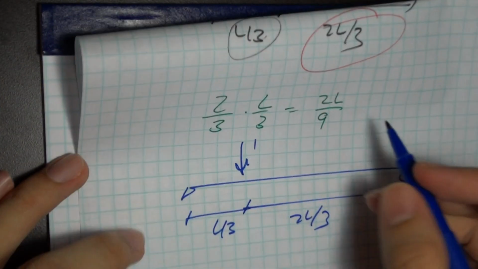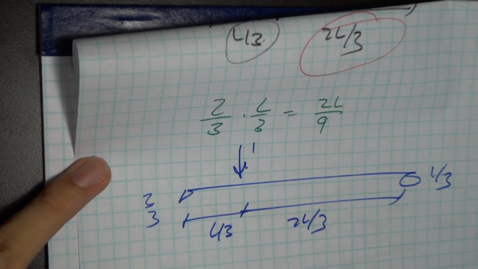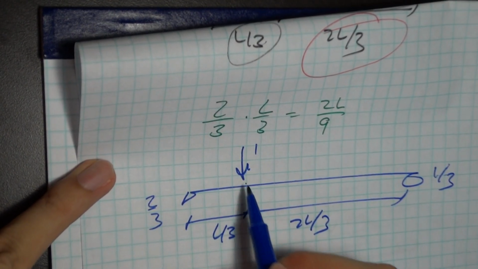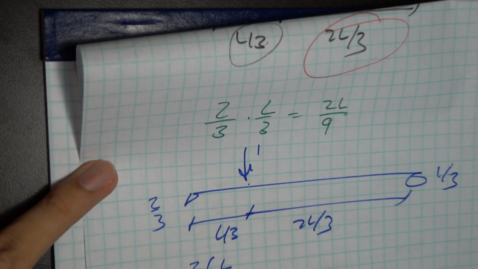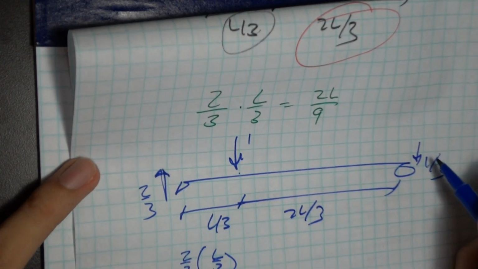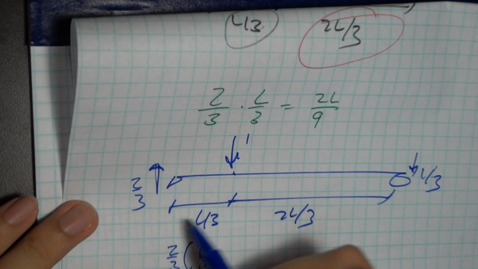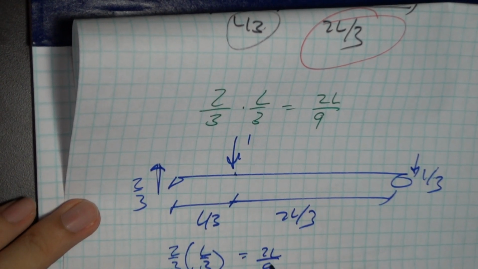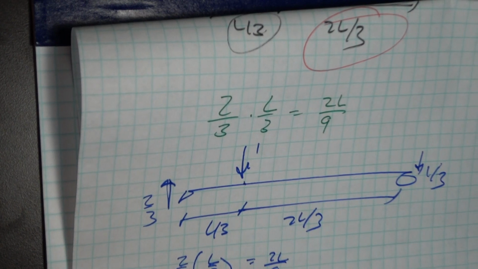L on 3, 2L on 3. The reaction here will be 2/3. The reaction here will be 1/3. My moment at this point will therefore be 2/3 times L on 3. I have force here, force here. The moment here is this force times this distance, 2L on 9. So I get the same thing as I would expect. So that is your moment.